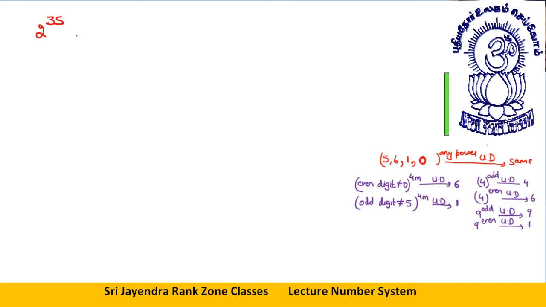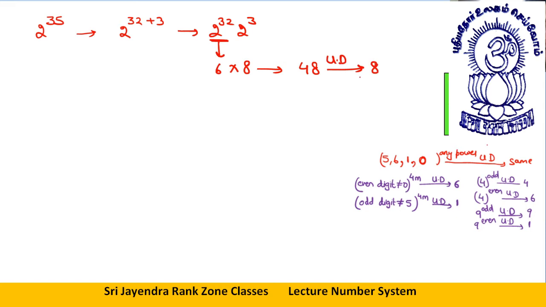See, we have already discussed, if 2 is raised to any power that is a multiple of 4, then the unit digit will be 6. Look, I can write 2 raised to power 35 as 2 raised to power 32 plus 3. This can further be written as 2 raised to power 32 into 2 raised to power 3. We already know the first will give me a 6. 2 raised to power 3 is 8. 6 into 8 is 48. So that way your unit digit is 8. I'm sure it must be clear to all of you. Let's move to the next question.